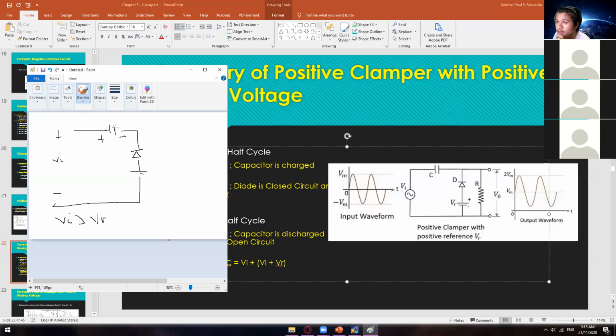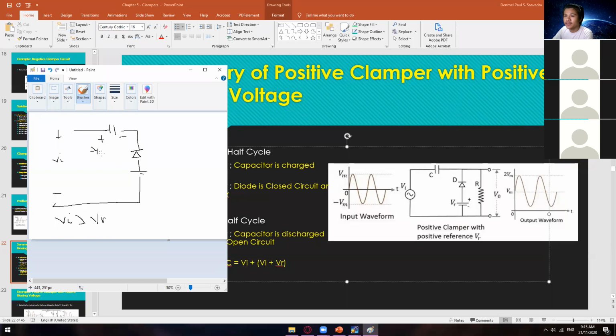Tama. At dito na madi-discharge. Oo nga. Bakit nalimutan ko yung idea niyan? So good thinking. It is already charged during the negative half cycle. So that is why, if you're going to take a look on this one, we have a negative, or whatever is the sign of this one.